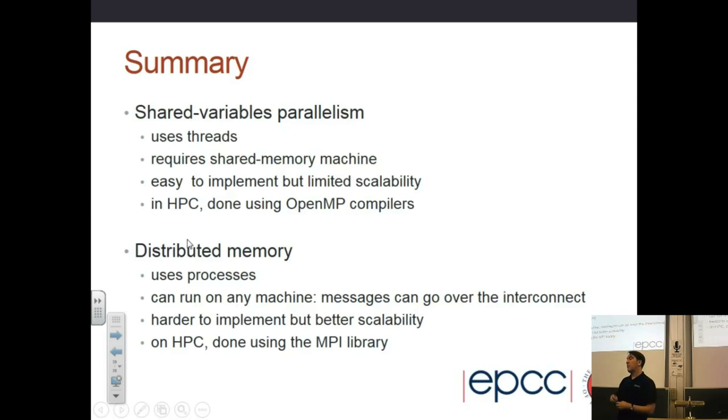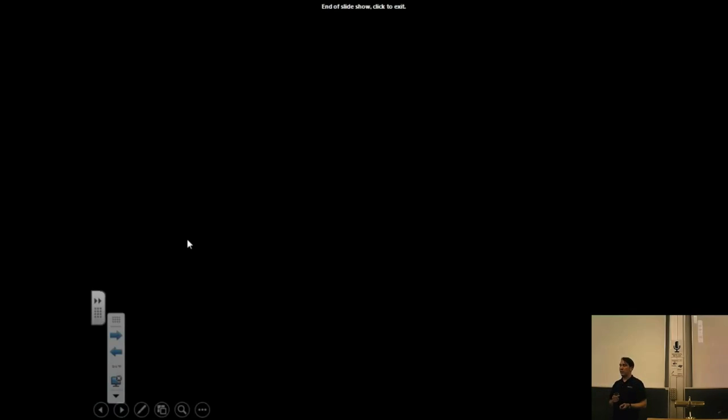It's harder to implement, but better scalability because it scales up to any distributed memory machine where we just cable together lots of nodes. And in HPC, it's done using the MPI library, the Message Passing Interface. There have been other libraries in the past, but for the past 15 years, MPI has been really the only game in town. Everyone uses MPI to do message passing. And nowadays, you can download and run MPI on your laptop if you want. So developing these programs is quite straightforward.